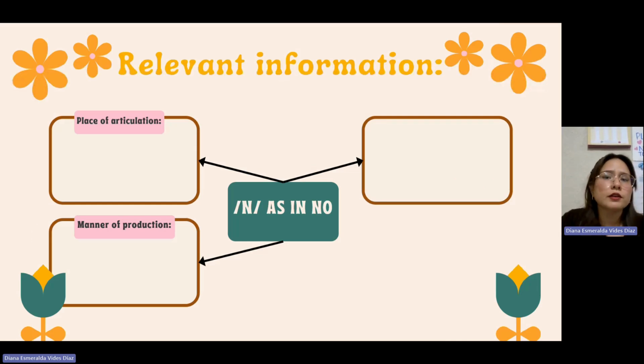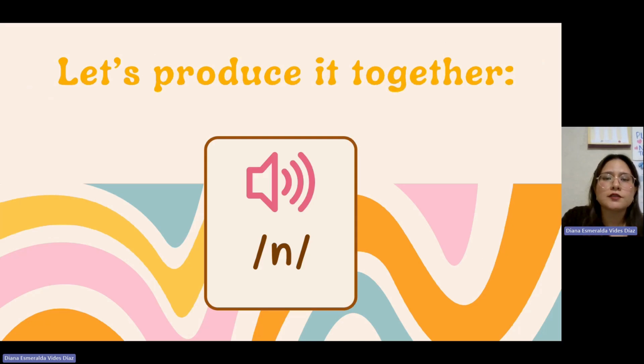In relevant information, in place of articulation, this sound is alveolar. This means that we are going to use the tip of our tongue, and it's going to make contact with the upper gum ridge. In manner of production, it is nasal again, and it is voiced. Let's do it together now that we know how to do it.